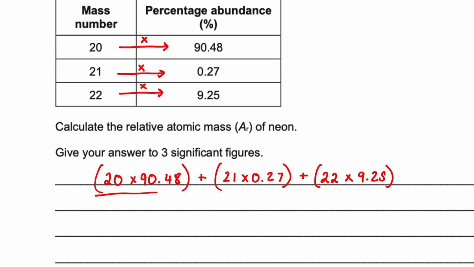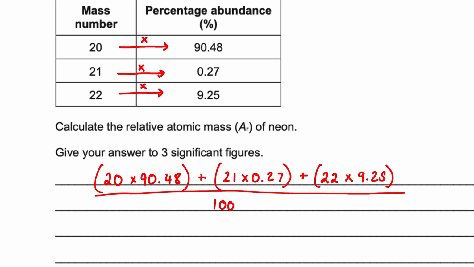Now we're going to divide all this by the total percentage. Normally the total percentage will be 100%, but sometimes they can trick you and give you an example where the total percentage is not 100%. In this case, we can see that the total percentage is 100%, so we can just divide it by 100.